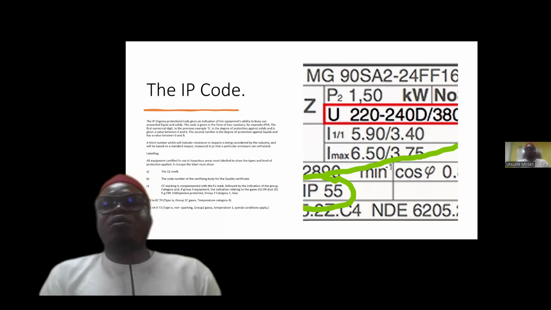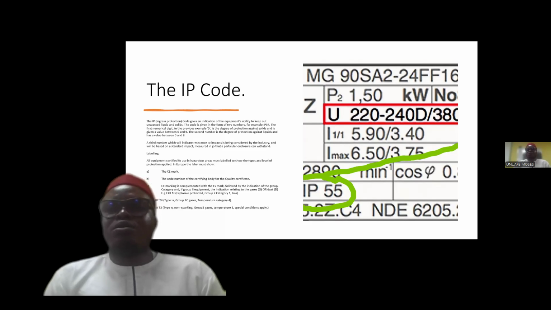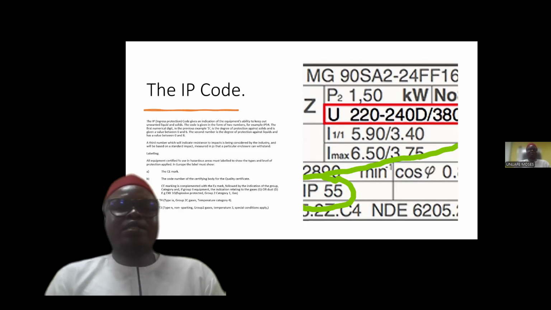As you all know, ingress protection is the degree to which electrical or mechanical equipment is safeguarded against the intrusion of solid and liquid. This classification is defined by the IEC 60529 standard.